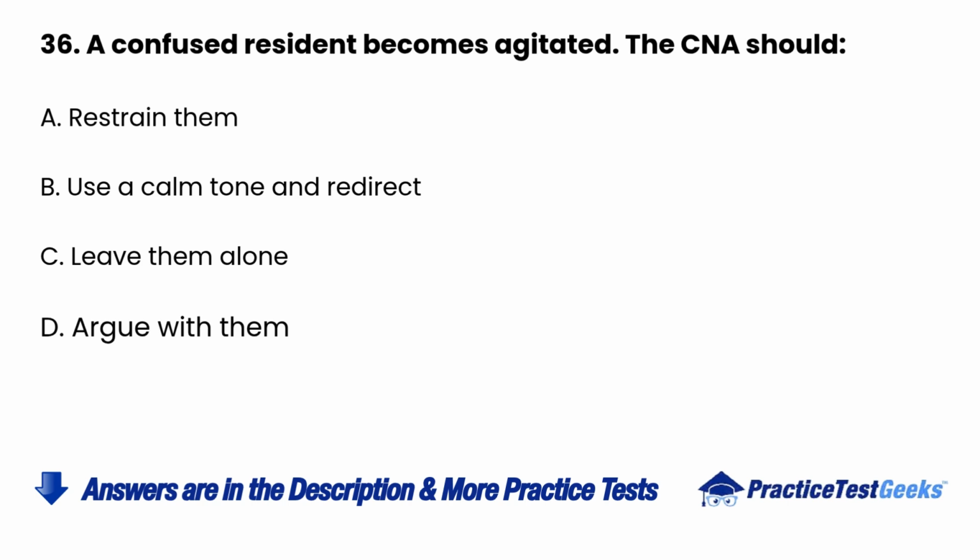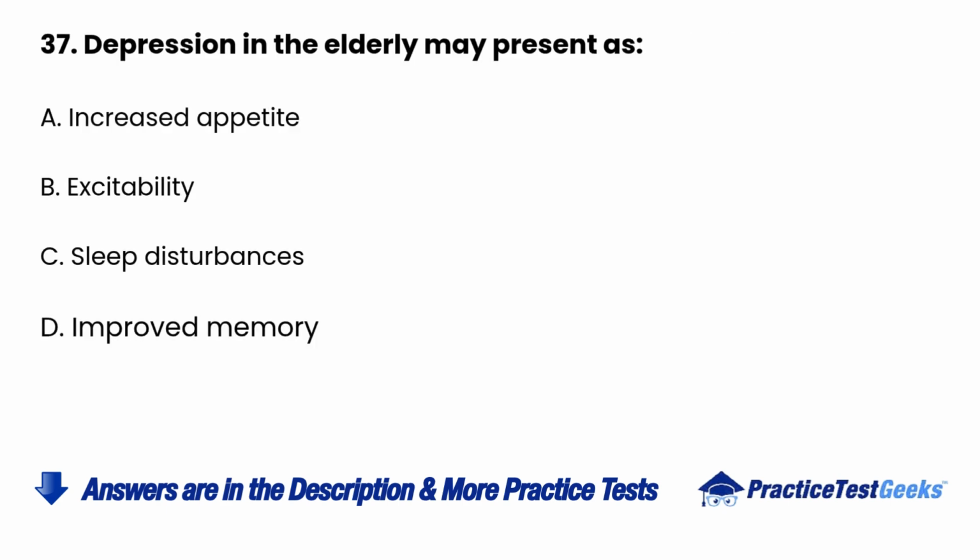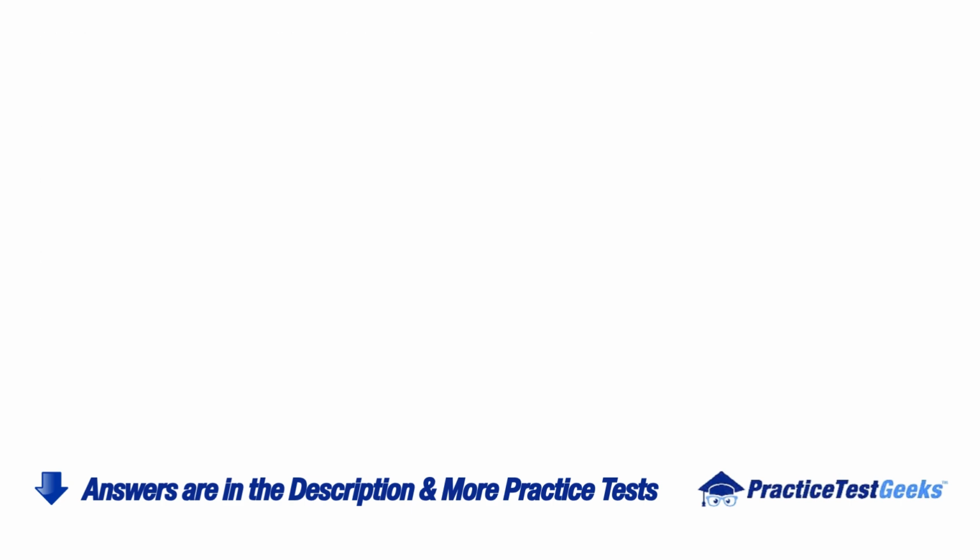B. Use a calm tone and redirect. C. Leave them alone. D. Argue with them. 37. Depression in the elderly may present as A. Increased appetite. B. Excitability. C. Sleep disturbances. D. Improved memory.